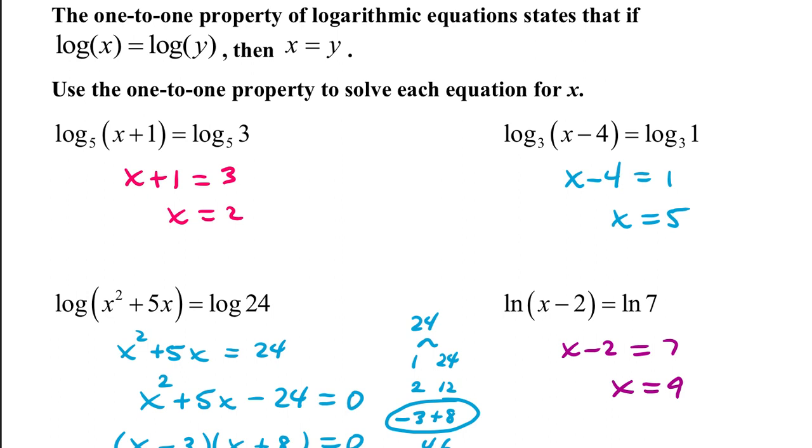At the top right, log base 3 of x minus 4 equals log base 3 of 1. Same logarithms, so x minus 4 has to equal 1. Add 4 to both sides, and that is true when x equals 5.